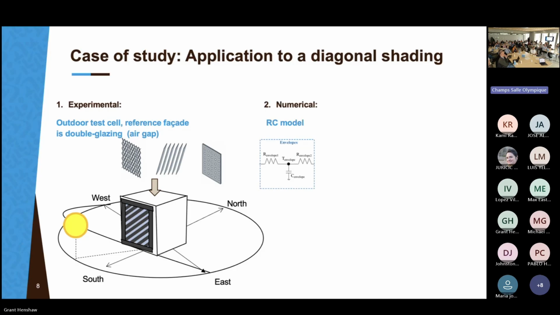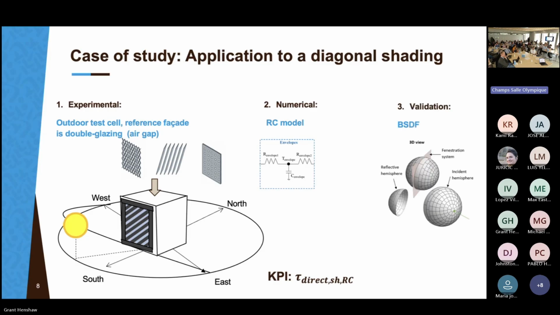For the numerical aspect, we worked with an RC model, a resistance-capacitance model. The KPI that we were trying to reach is the direct transmittance of the whole system, meaning the shading plus the double glazing. And so we need to know how accurate the KPI identified by the model is. In order to do so, the validation used Radiance software, the ray tracing technique. We calculated the direct transmittance with Radiance.